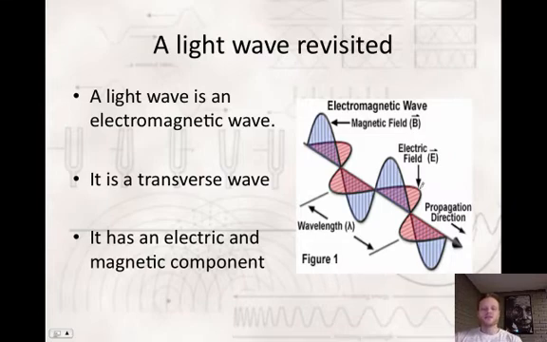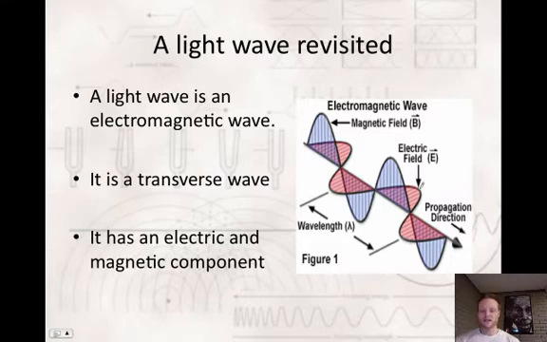So let's talk a little bit about what a light wave is again. A light wave is an electromagnetic wave, and keep in mind there's a lot of stuff in the electromagnetic spectrum. There is visible light, the things that our eyes can see, like red, orange, yellow, green, blue, indigo, and violet, which are all part of the electromagnetic spectrum, but that's actually just a very small piece. You also have things like radio waves, microwaves, X-rays, infrared, ultraviolet. All of that is part of the electromagnetic spectrum, and it's all considered an electromagnetic wave.